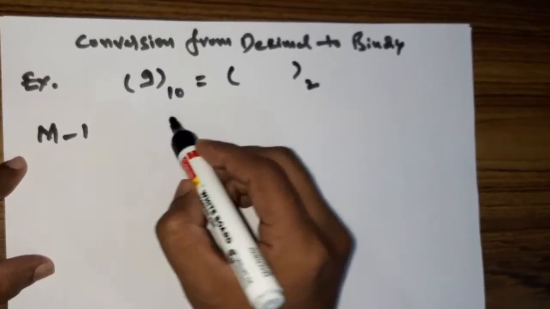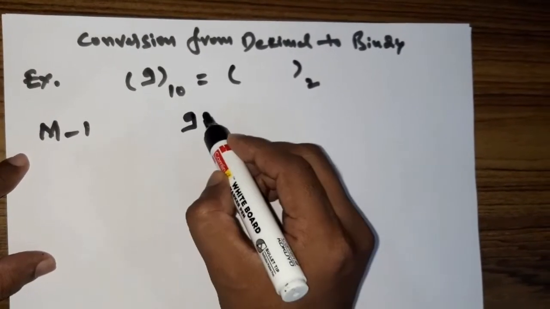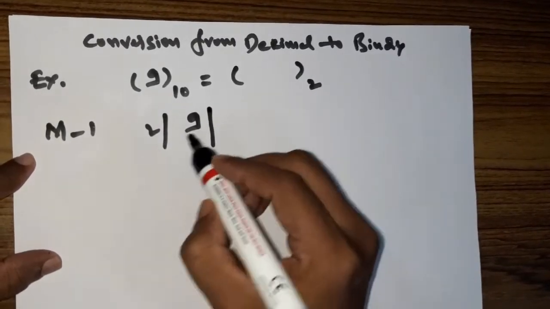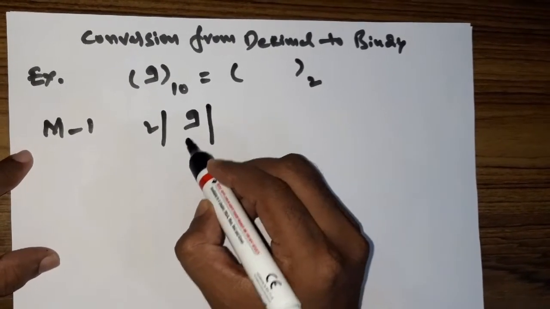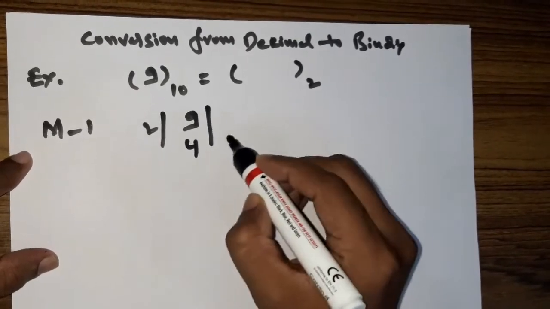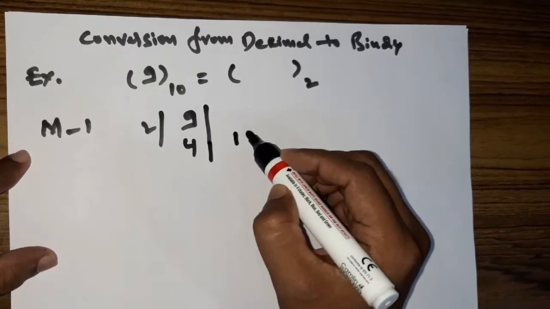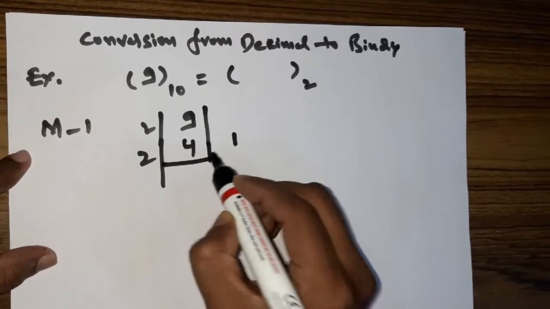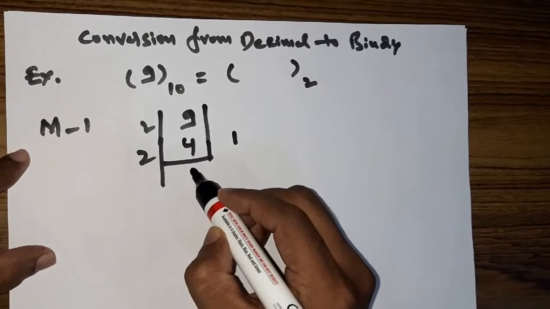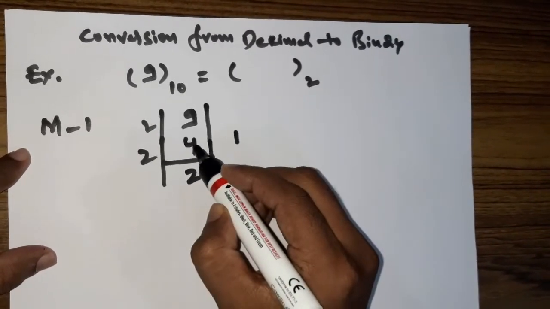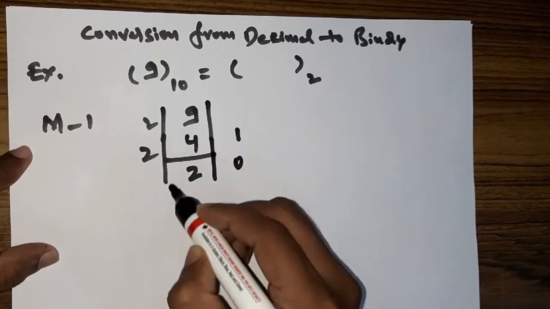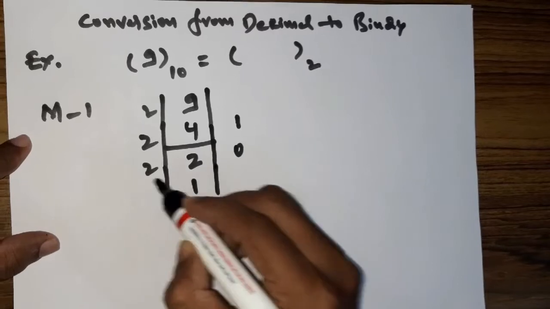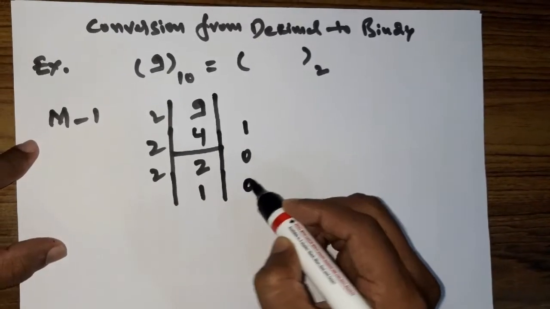In this, simply divide 9 by 2. 2 fours are 8, remainder will be 1, so I am writing that one here. Next, 2 twos are 4, remainder will be 0, I am writing that one. Next, 2 ones are 2, remainder will be 0.